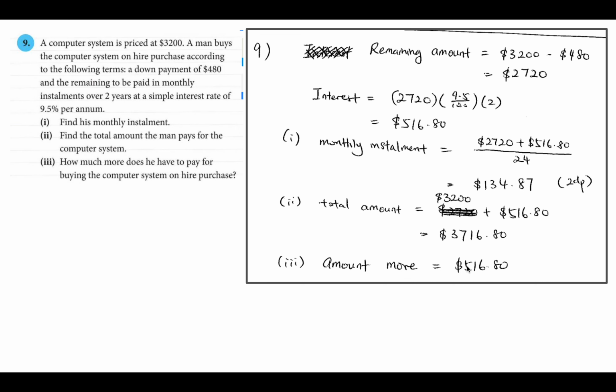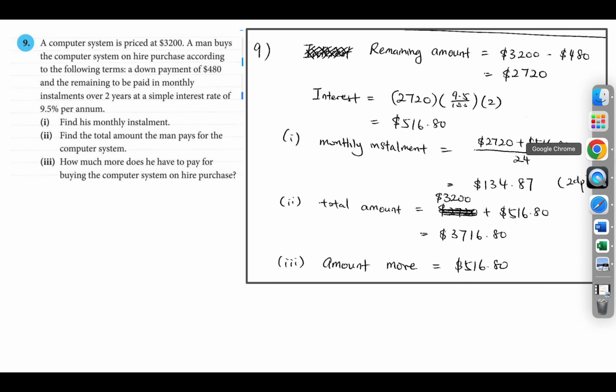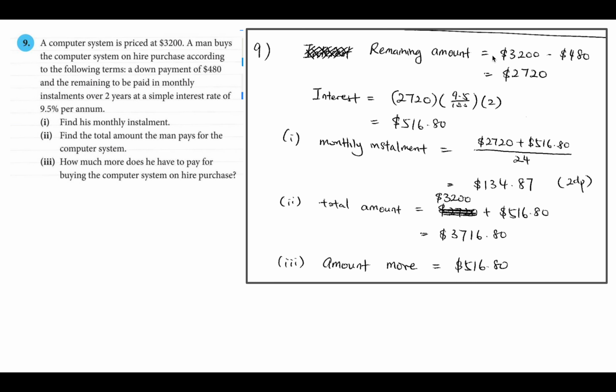Right, question 9. A computer system is priced at 3,200. A man buys the computer system on hire purchase according to the following terms: a down payment of 480. The remaining is to be paid in monthly installments over 2 years at a simple interest rate of 9.5% per annum. Right, so let's find its monthly installment. First of all, we take the total amount of the computer system, which is 3,200, minus away the down payment, because we don't include the down payment when we are calculating the installment. That gives us 2,720. So this is the remaining amount.